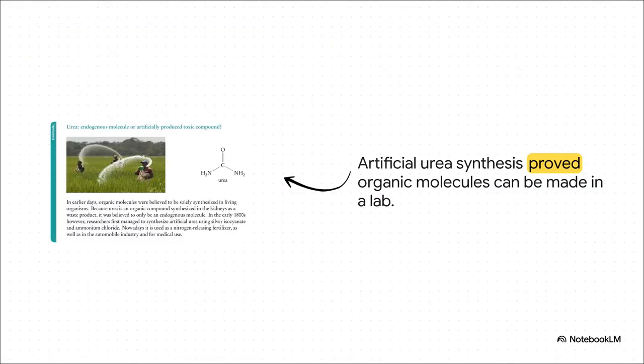You know, for a long time, scientists actually thought that organic molecules had some kind of special life force, that they could only be made by living things. But that idea got completely turned on its head in the 1820s when a chemist made urea, an organic compound, in a lab from scratch. This was a huge deal. It proved that the chemistry of life isn't magic. It follows the exact same rules as everything else in the universe.